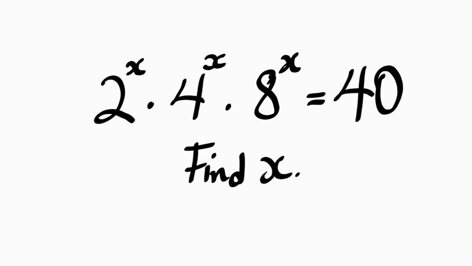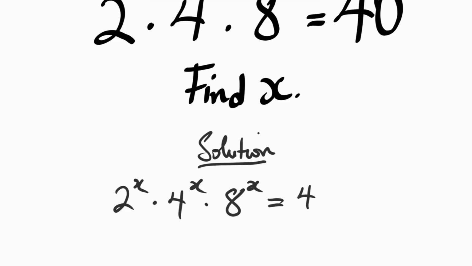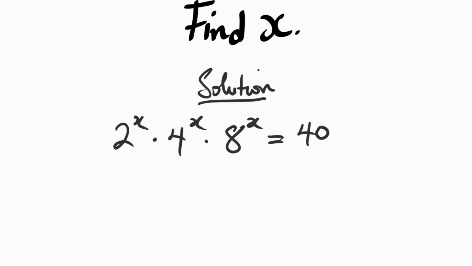All right, so let us solve this question. Now we have 2 raised to the power x times 4 raised to the power x times 8 raised to the power x is equal to 40. So let's rewrite the left-hand side.